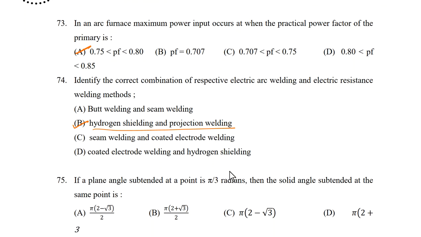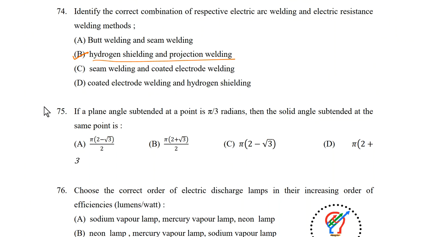Next one, if a plane angle subtended at a point is pi by 3 radians, then the solid angle subtended at the same point will be. So solid angle subtended will be W is equal to 2 pi into 1 minus cos pi by 3 by 2. So we'll get it as pi of 2 minus cos pi by 3. So answer will be this one here.